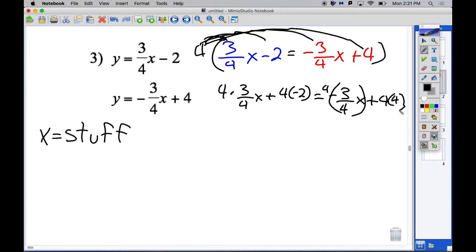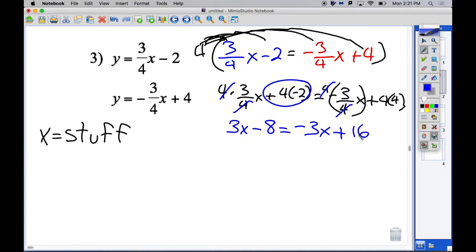And the interesting thing that happens is that these fractions will cancel. So in the next line, I'm going to get 3x minus, what's positive 4 times negative 2? Negative 8, or we could say minus 8. This will cancel, and I'll get a negative 3x, and then plus 4 times 4, which is 16. Does that make sense?